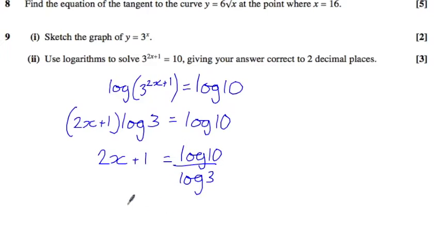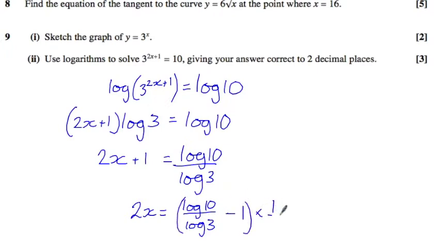So then we're just going to have to take away 1 and divide by 2. So 2x will equal log 10 over log 3 minus 1. And then we've got to divide it all by 2. So I'm going to times it all by half and just cross out that 2. Okay, so log 10 divided by log 3 minus 1 times a half is 0.548.